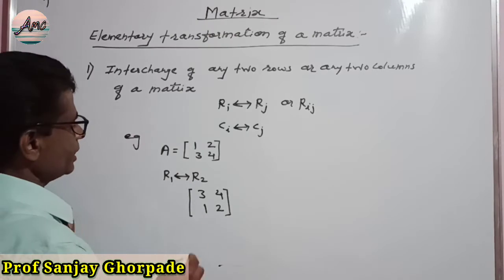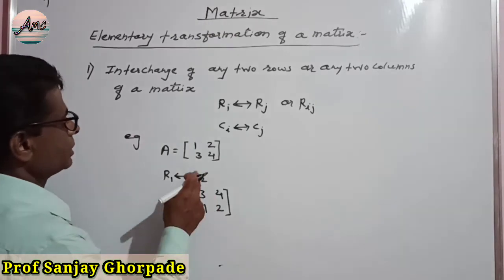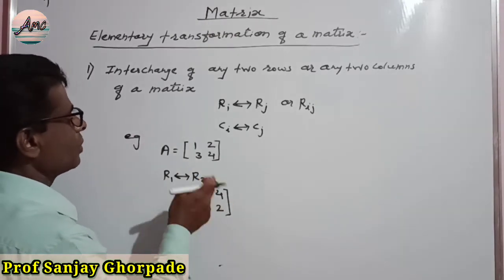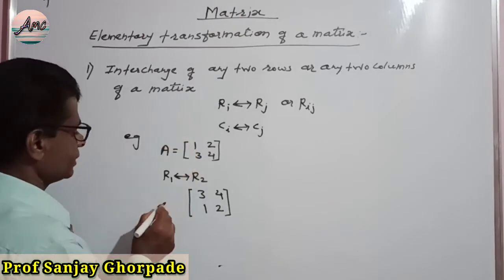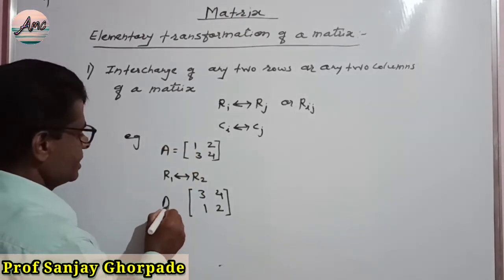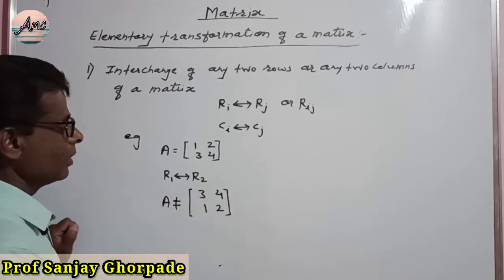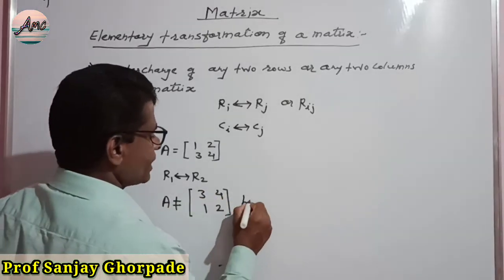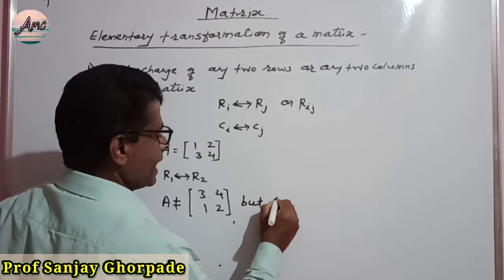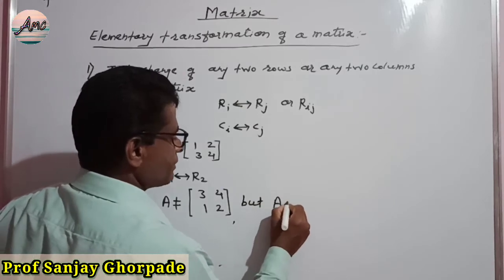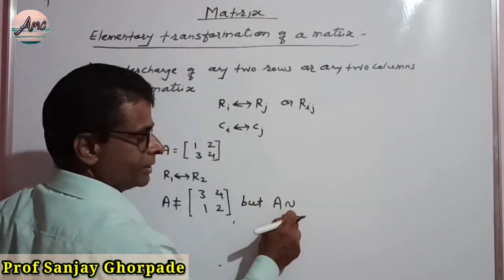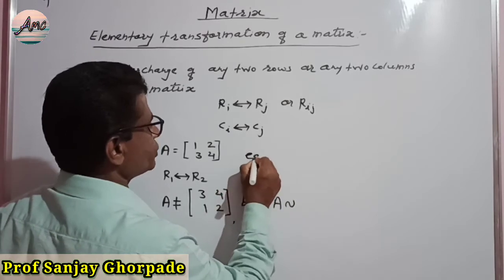Now if you see, this matrix 3, 4, 1, 2 is not equal to the original matrix. So definitely matrix A is not equal to 3, 4, 1, 2. But we can say that A is equivalent to, this symbol indicates equivalent.